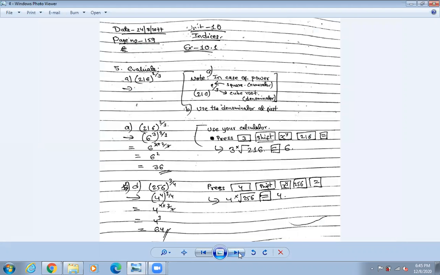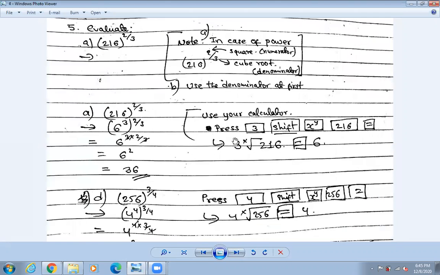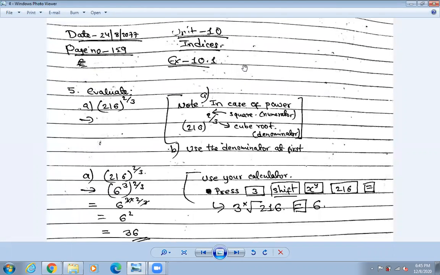Let's get ready. This is Indices, Unit 10, Exercise 10.1. This is today's date and page number. You can see the page number 159.